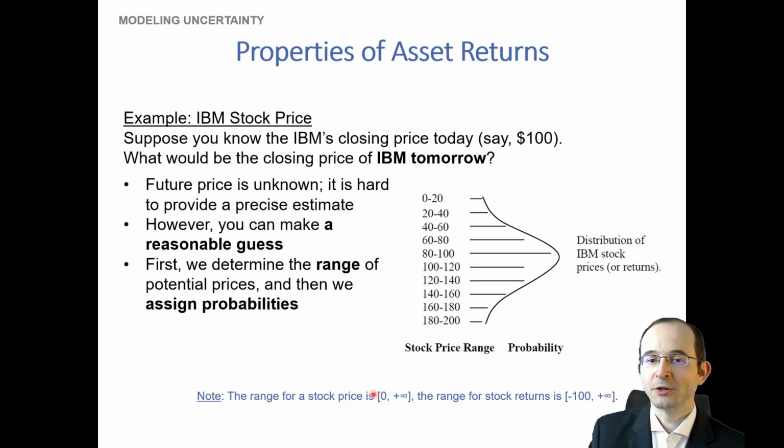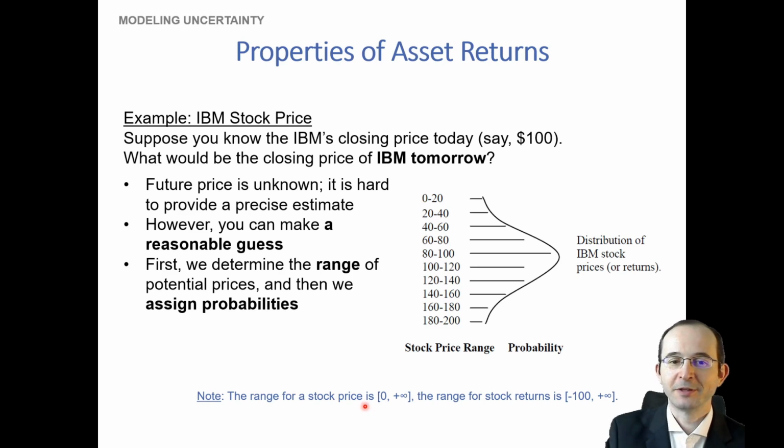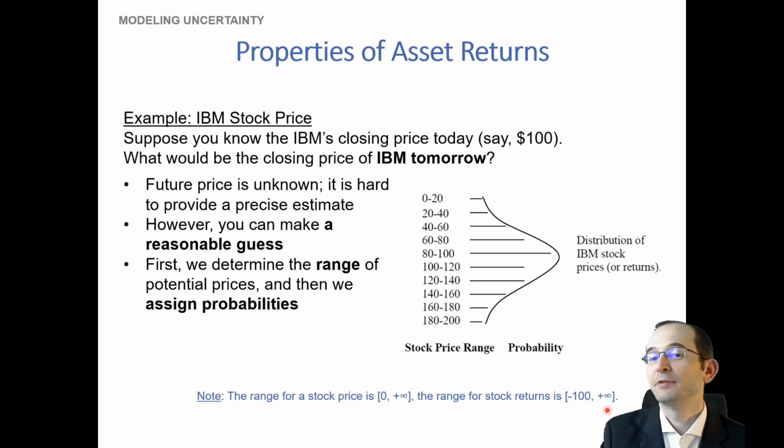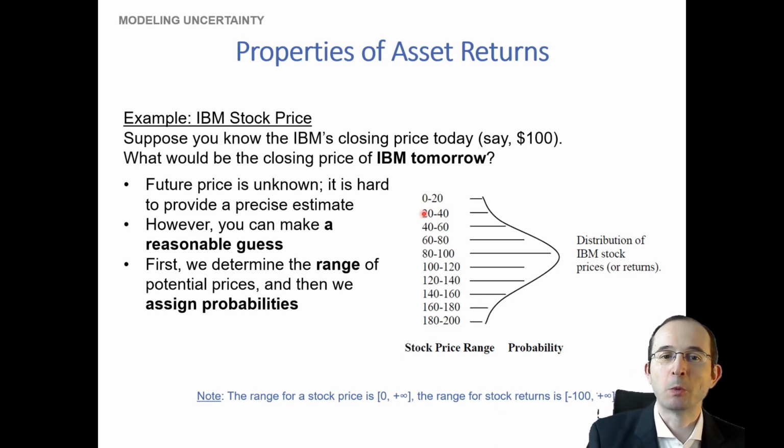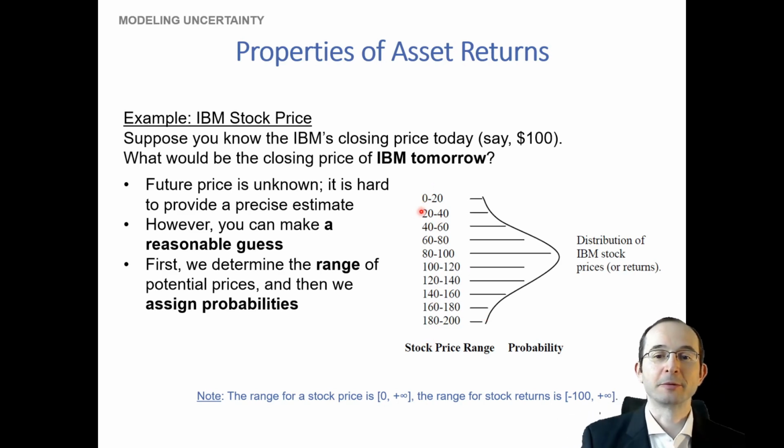And the range of a stock return, then, if the price goes from 0 to infinity, the return can be as low as -100%. In other words, you lose everything, you get wiped out down to 0, and up to also positive infinity. So these are sort of the intervals over which we may want to build probability distributions, either for a stock, either for a return or for a price.